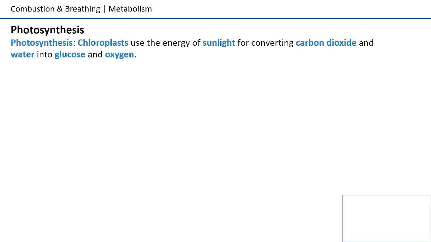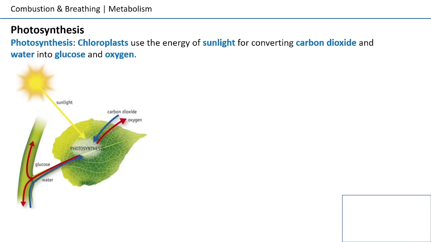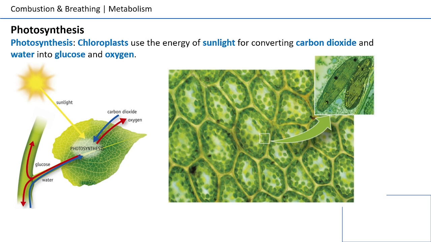First, the basics. Photosynthesis. Chloroplasts use the energy of sunlight for converting carbon dioxide and water into glucose and oxygen. So plants can make their own food using sunlight, and that food is glucose. And to do this they need water and carbon dioxide. So that is another example of metabolism. Water and carbon dioxide are converted into glucose and oxygen. And the sunlight's energy is now stored in the glucose.